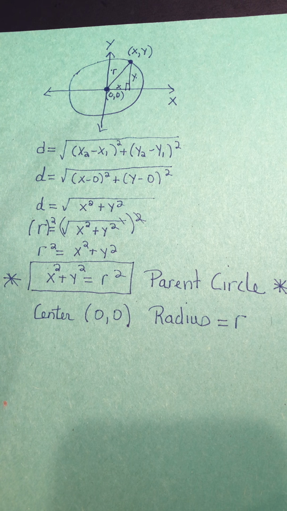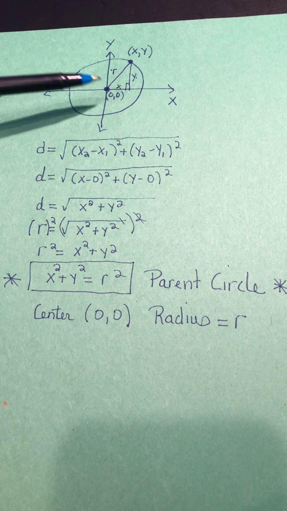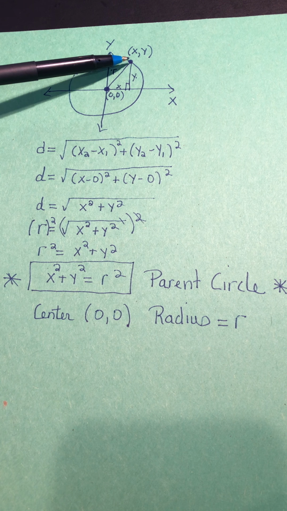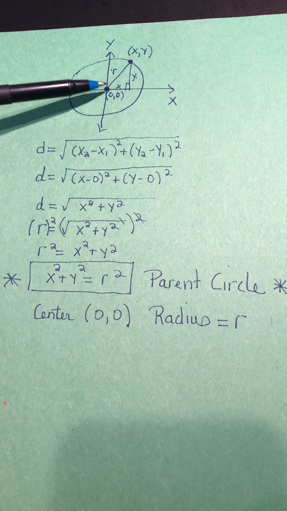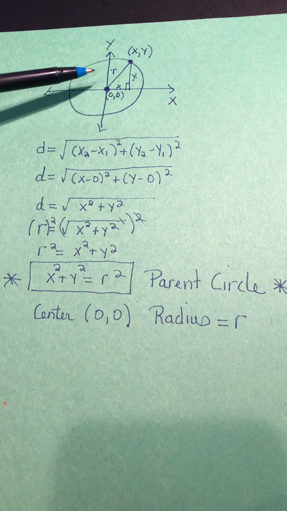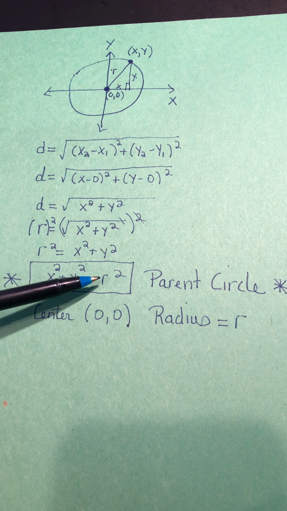So in the last video, recall that we derived the equation for the circle by essentially using the Pythagorean theorem. We said that the circle is the set of all points that are equidistant from a fixed point. Okay, so we came up with x squared plus y squared equals r squared.